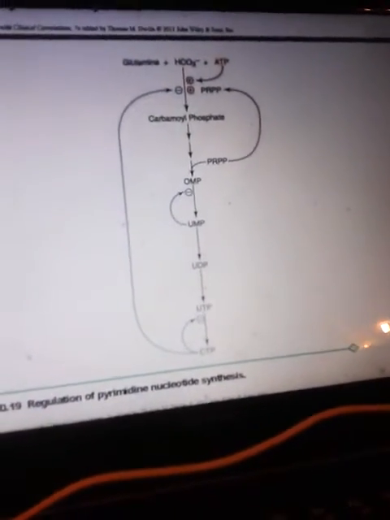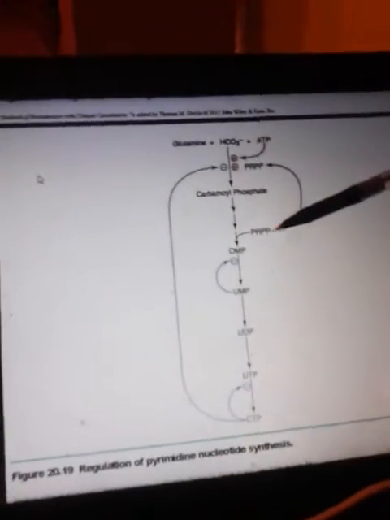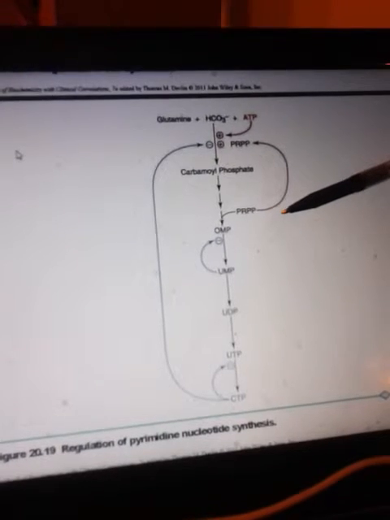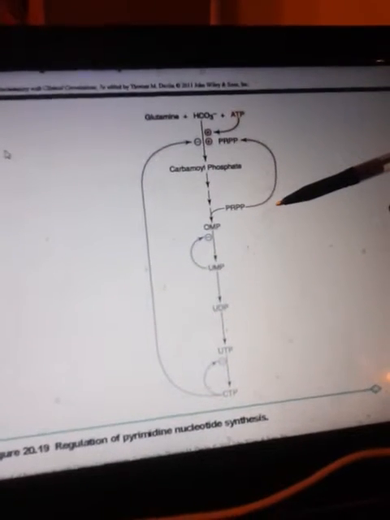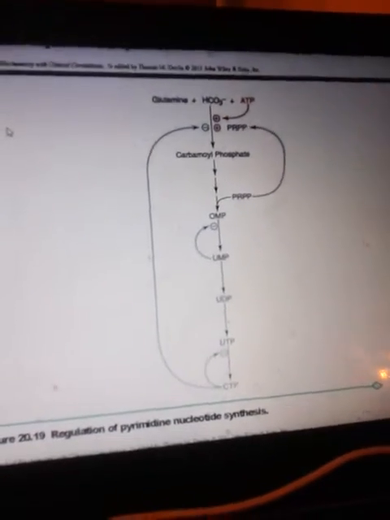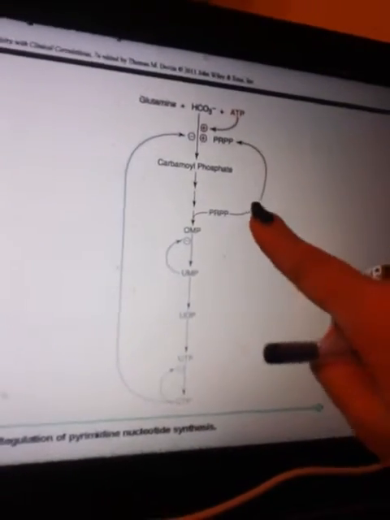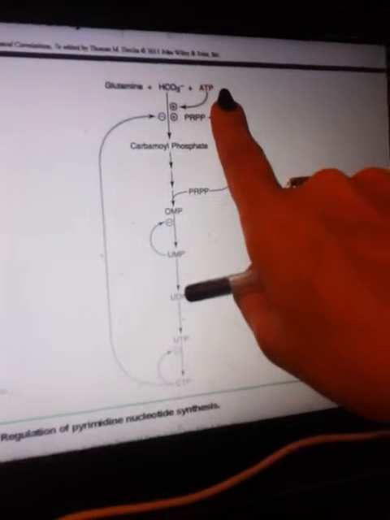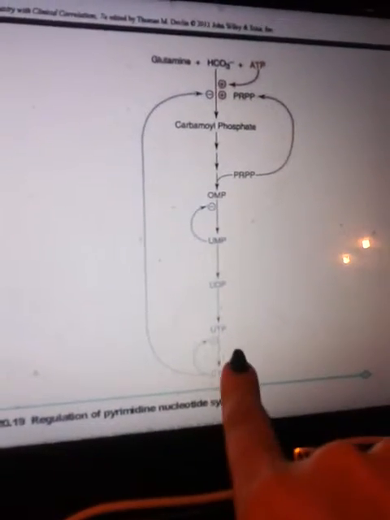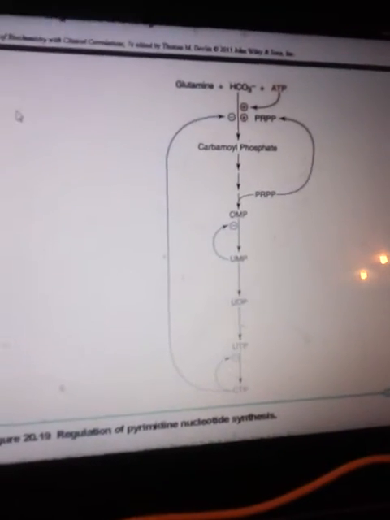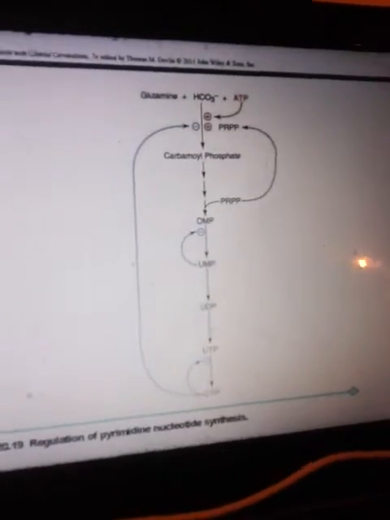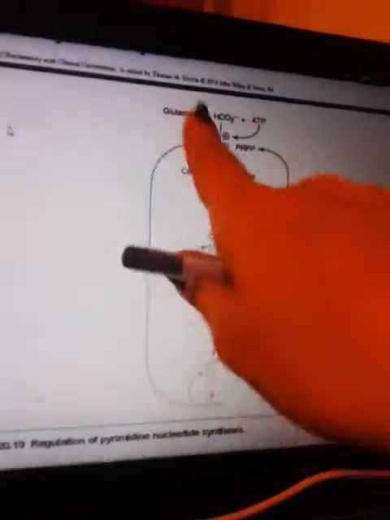Carbamoyl phosphate is produced. You see, if I have a lot of PRPP, phosphoribosyl pyrophosphate, it stimulates this enzyme and says, please, be active, consume us because we are a lot. If I have a lot of ATP, it says, please, use the ATP. And the CTP inhibits here and here. This is the regulation of pyrimidine nucleotide synthesis. ATP and PRPP stimulate, the CTP inhibits.